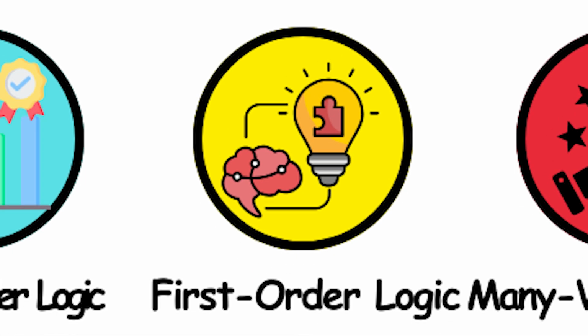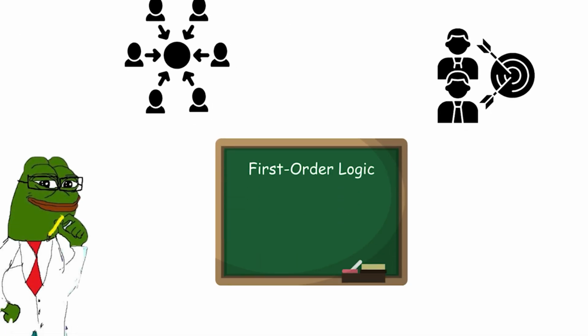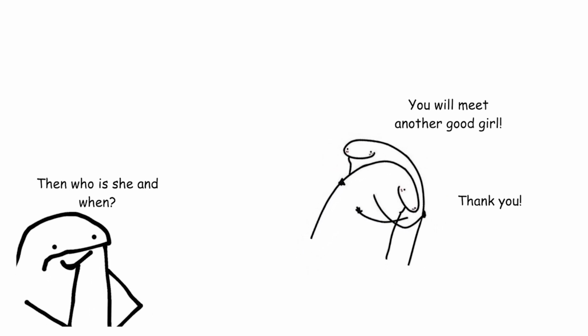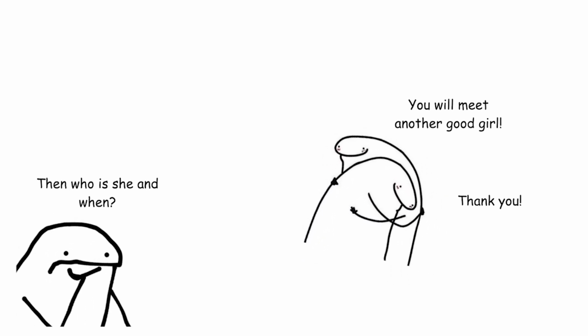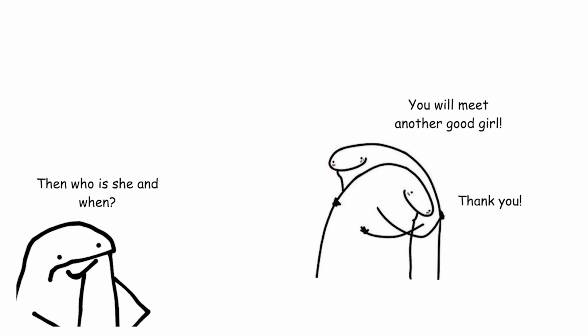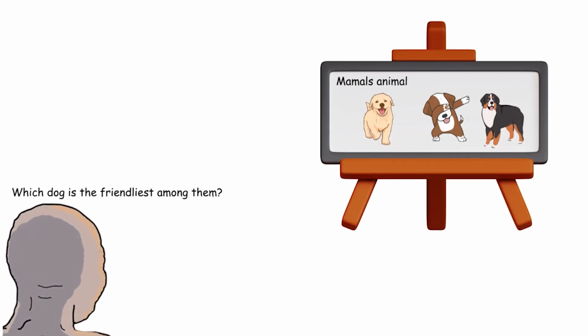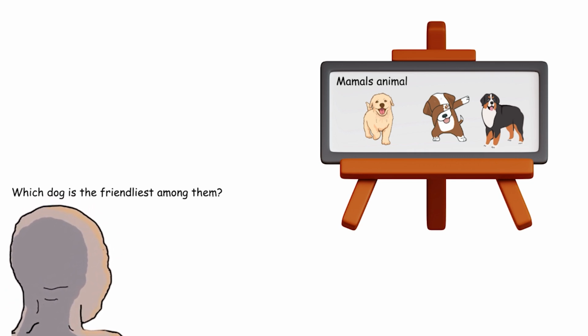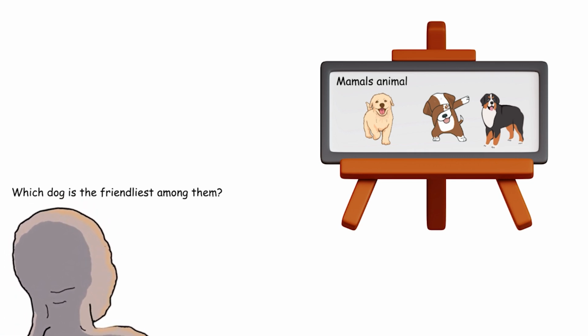First-order logic. This is the most common type of predicate logic. It allows variables and quantifiers to make statements about categories of things. Imagine a logic where you can talk about all or some members of a group. Example, all dogs are mammals, universal statement, or there exists a friendly dog, existential statement.